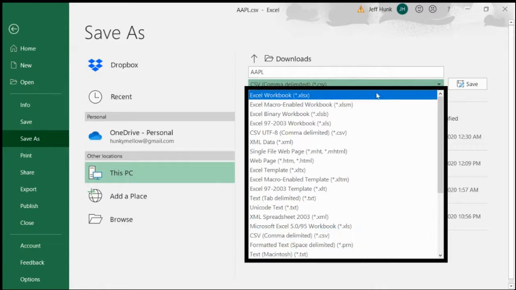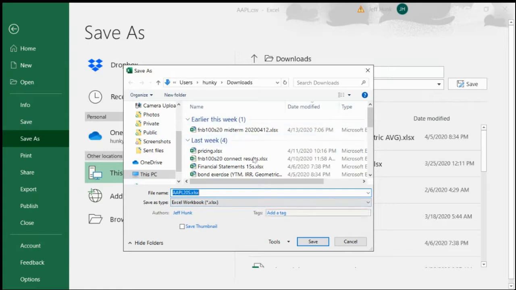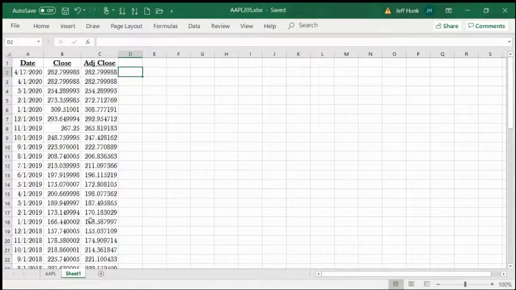First of all, make sure it is not currently an Excel file. It's only opened in Excel, but it is a CSV file. Save it as an Excel workbook, okay? So change that, and I'll name it Apple 20S. Yeah, save. All right, so we'll continue to work on this file in the next class.